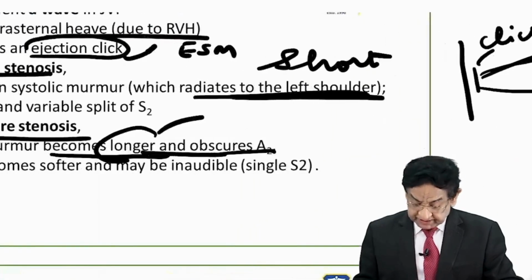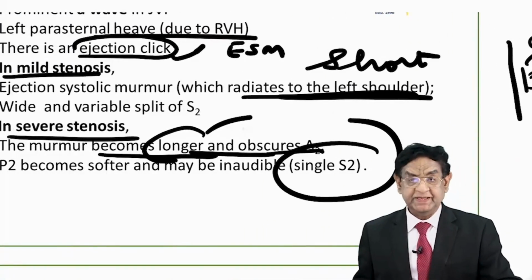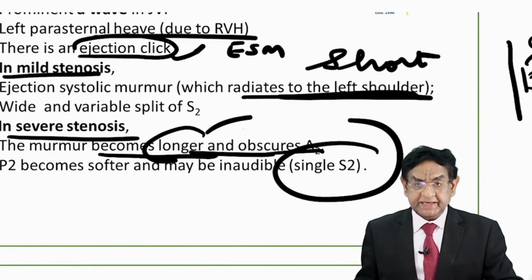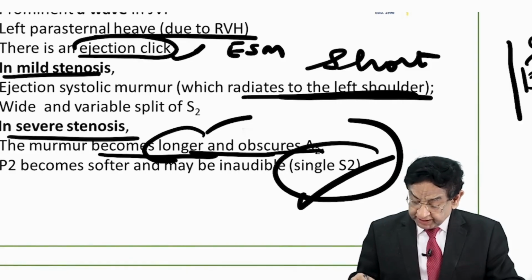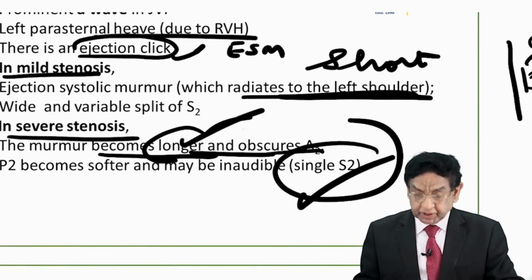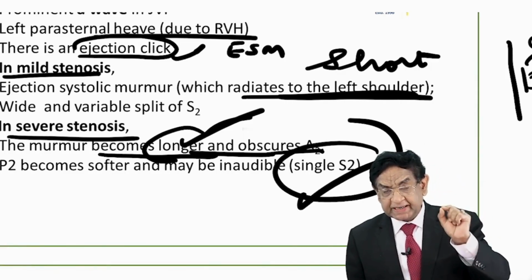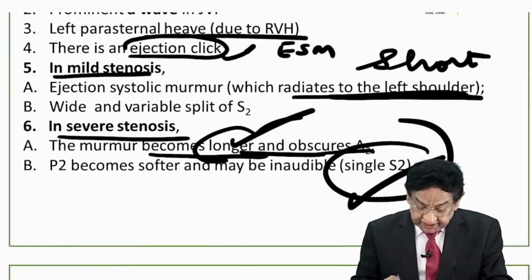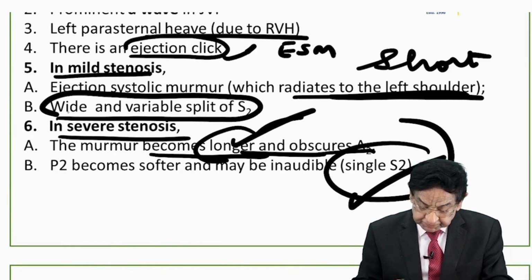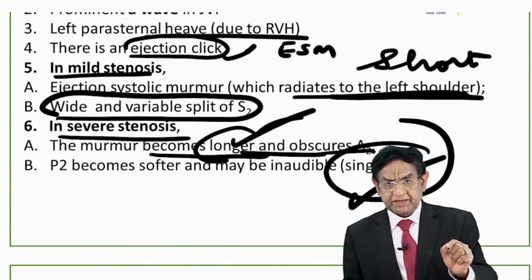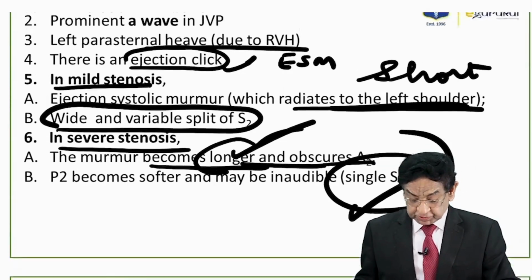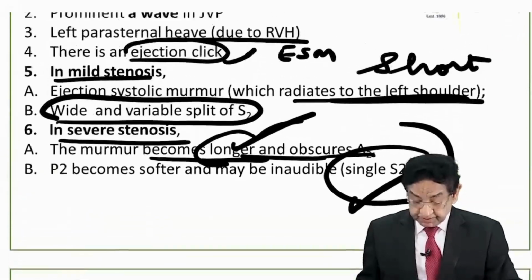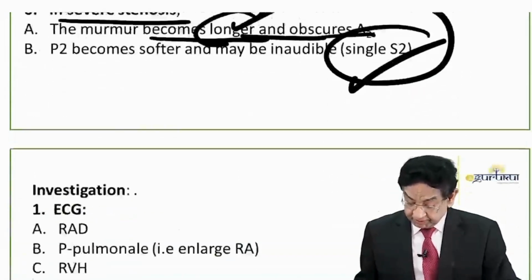So in that case, a single S2 will be there. A2 is there, but that has been masked by the murmur, so you definitely cannot appreciate A2. So in severe cases, single S2 and longer murmur, the two keywords. But in mild cases, there is a shorter murmur and wide and variable splitting of S2. Wide and variable splitting of S2 in mild cases, in severe cases, single S2 will be there. So, right? So, we are very clear about it.